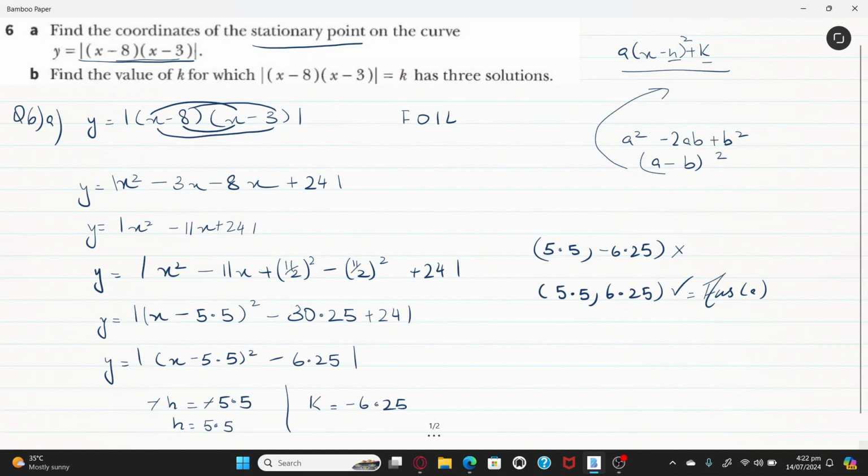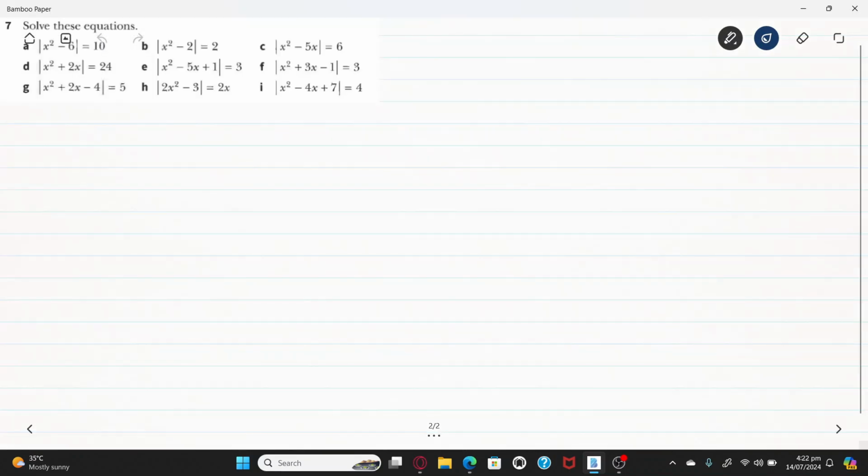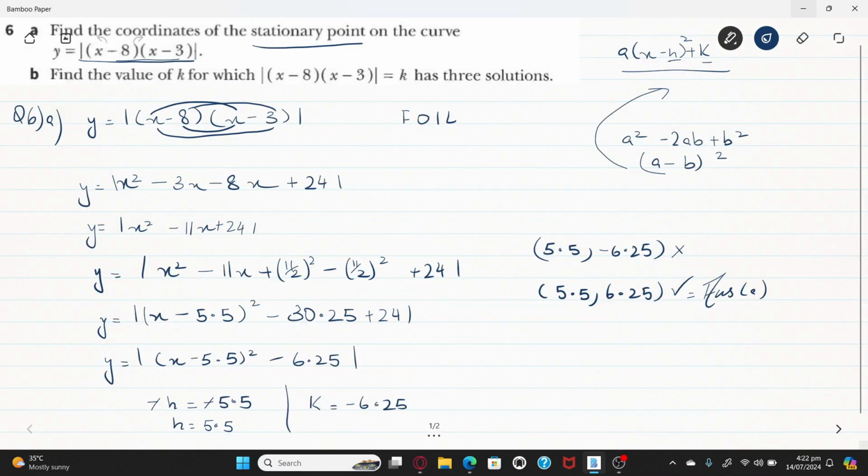However, what they are asking is to find the value of k for which x minus 8 multiplied by x minus 3 is equal to k. So what they're basically saying is to find the y values for which we are going to get three solutions. Okay, so the thing is, let me just explain it on another page. This is the question 7 page. I'm just going to specifically explain this on this page.